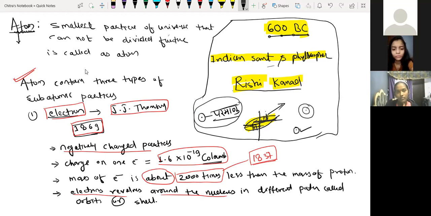Okay, and he gave the conclusion of his discovery. What was the conclusion? The smallest part of the universe that cannot be divided further is called, as he named it, Parmanu. And different types of Parmanu form different types of matter around us.